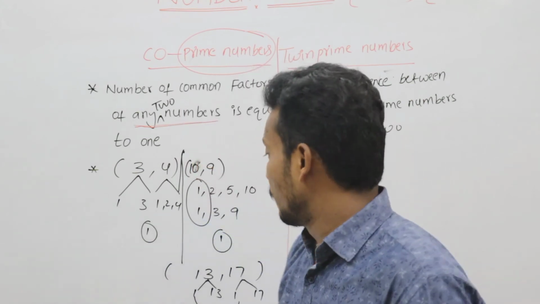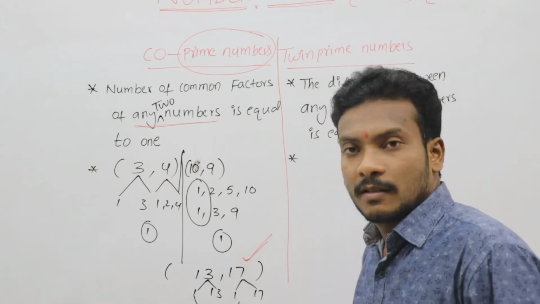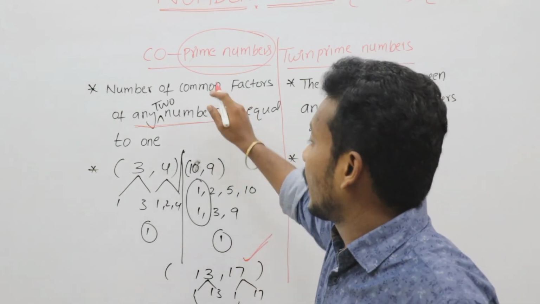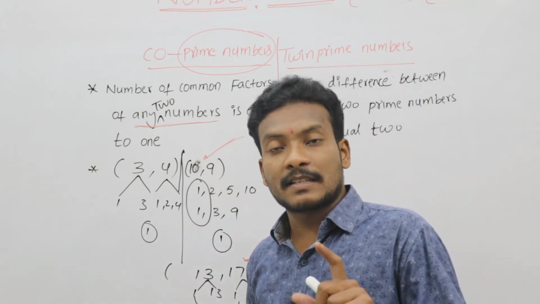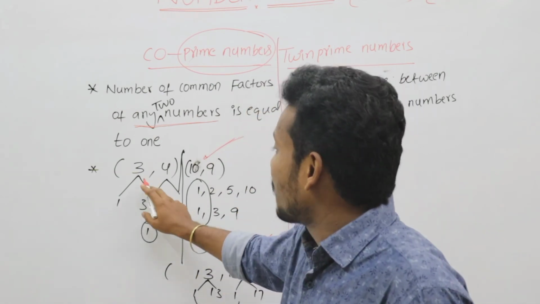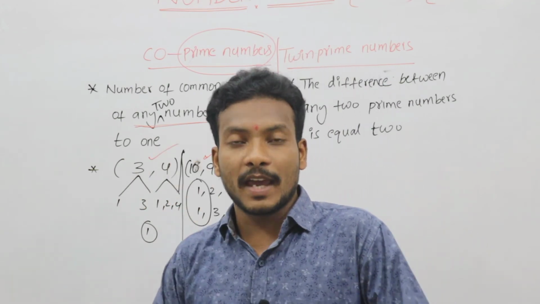Look at the third example: both are prime numbers, which is also correct. Now both are composite numbers, also correct. Now one prime number and one composite number, this is also correct.